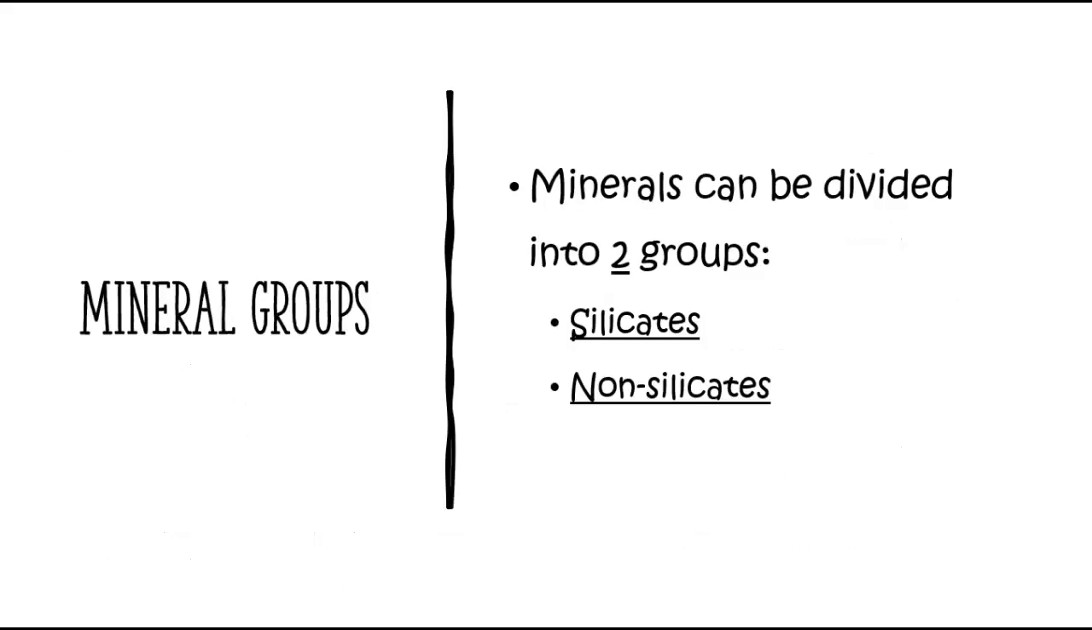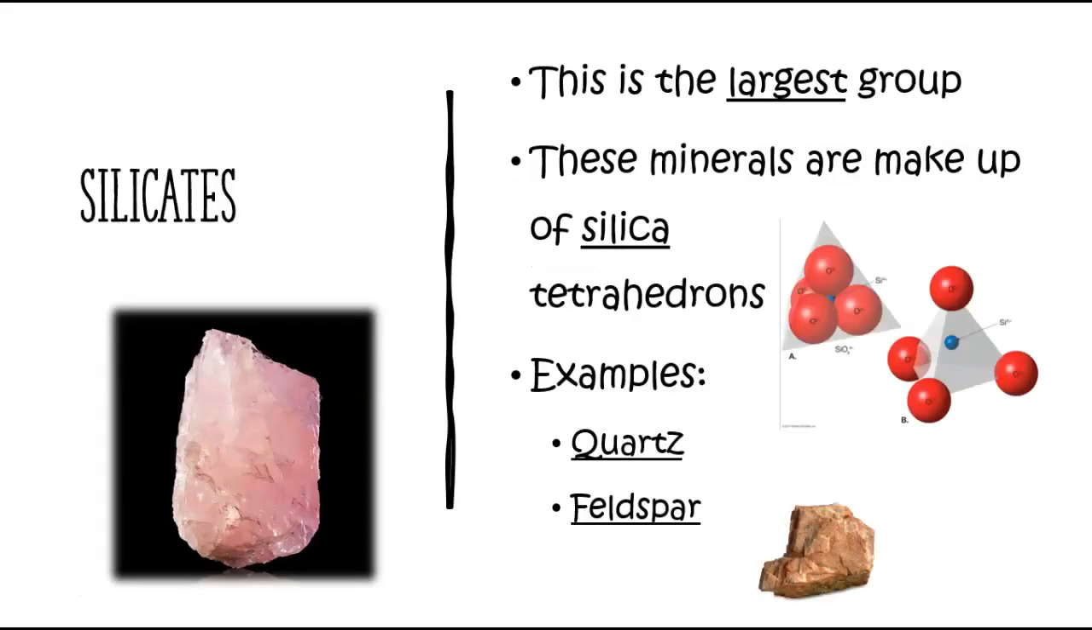All right, now we're going to take a quick look at mineral groups. We can basically divide all minerals into two groups. They're known as the silicates and the non-silicates. So silicates have silica in them, non-silicates do not. As it happens, silicates are the largest group. So there are a lot more silicates than there are non-silicates.